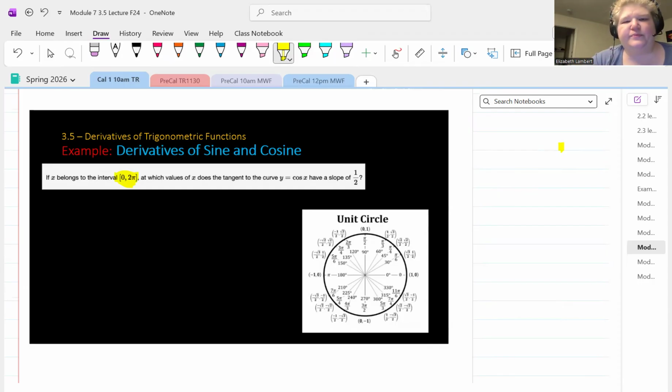Okay, so let's break this down in pieces. So tangent to the curve and slope. All of that is our key coding calculus words for derivative. So this question is really saying, at what x values is the derivative of cosine equal to 1/2?